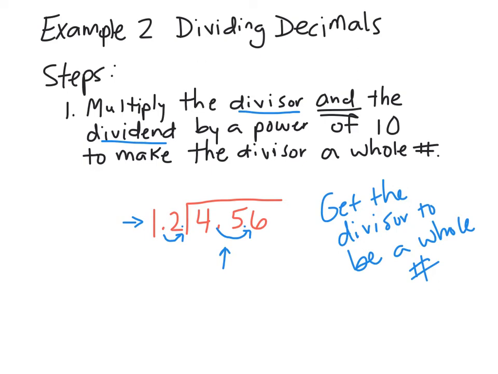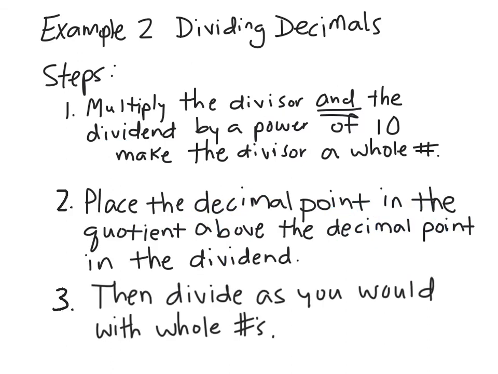So then you just continue your steps like normal. You take your decimal and you put it straight up to where it belongs, and then you divide like normal. And then the rest of the steps are as follows. Place the decimal point in the quotient above the decimal point in the dividend, and then divide as you would with whole numbers. So basically, all you have to do is move that decimal over to make it a whole number.